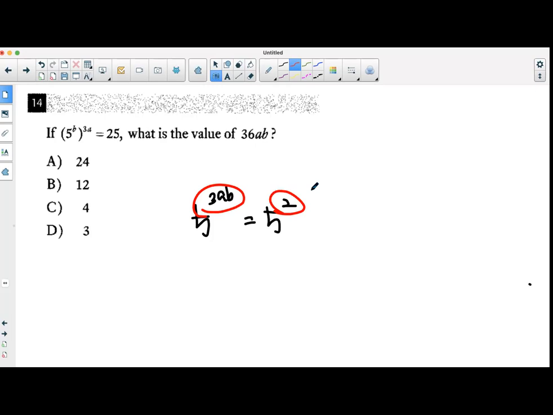But what am I looking for? I'm looking for 36ab. Did you realize that 36ab is equal to 12 times 3ab? Because 36 divided by 3 gets you 12. But I know that 3ab is equal to 2, so we get 12 times 2, which is equal to 24. So that's how we can approach number 14.